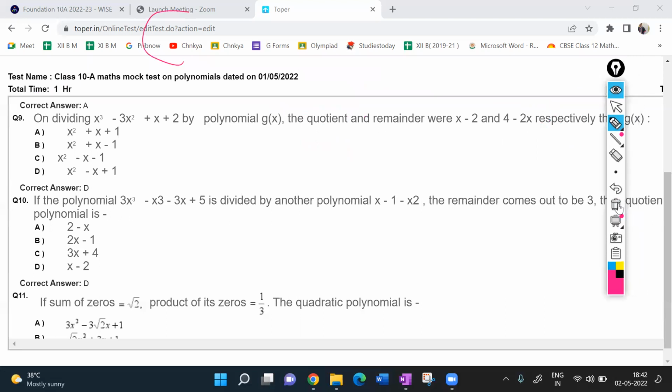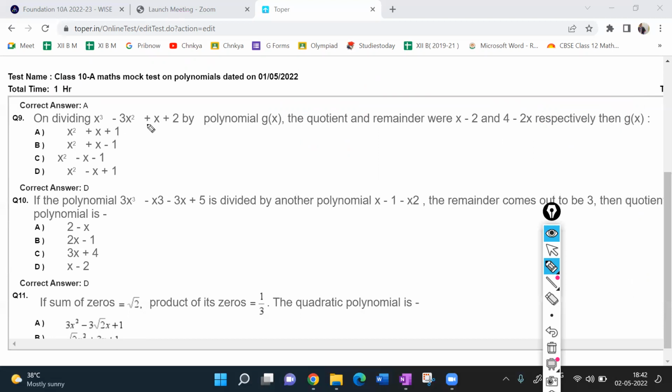One second. What's happening here? Why is it not there? Now I'm dividing this one by polynomial g of x. The quotient and remainder are this and this. Then g of x is what? We need to find the divisor. How can you find this? I'm dividing this polynomial. Okay, that is the dividend, right?